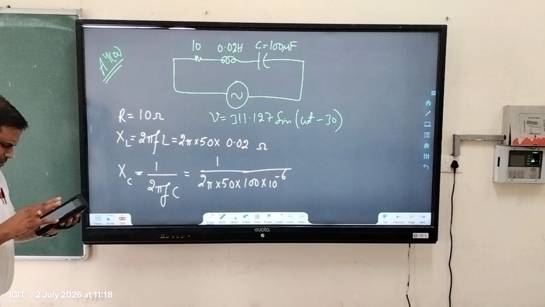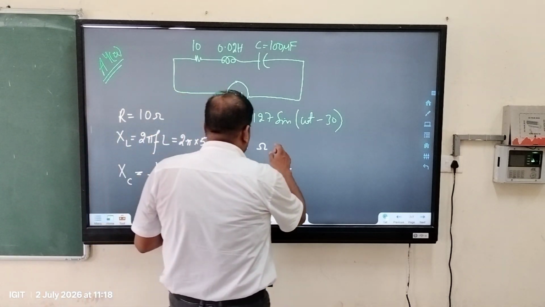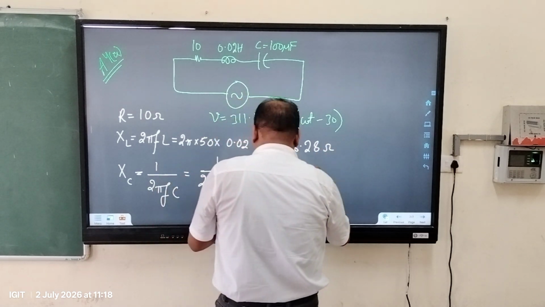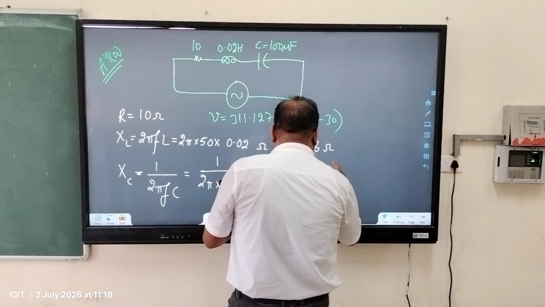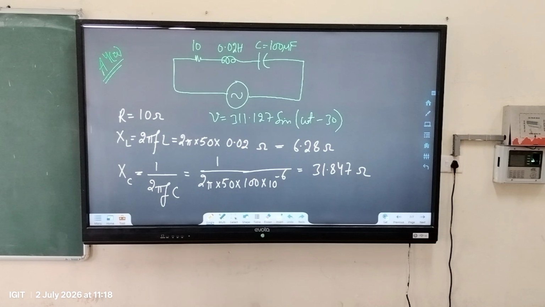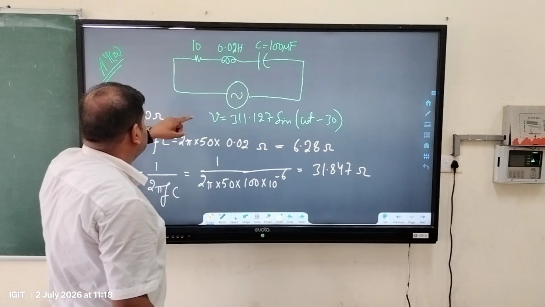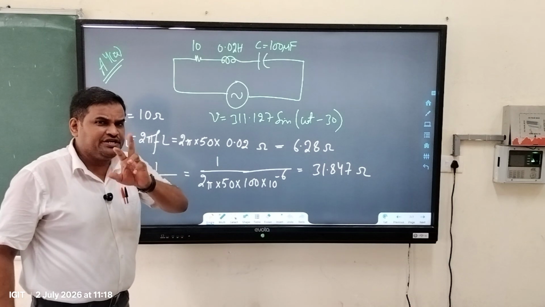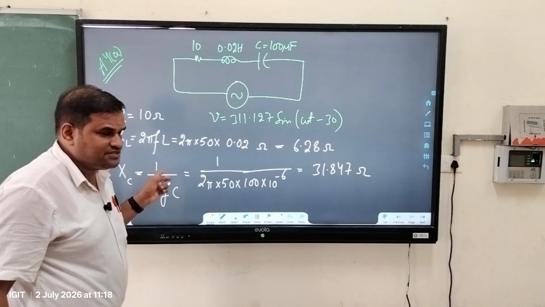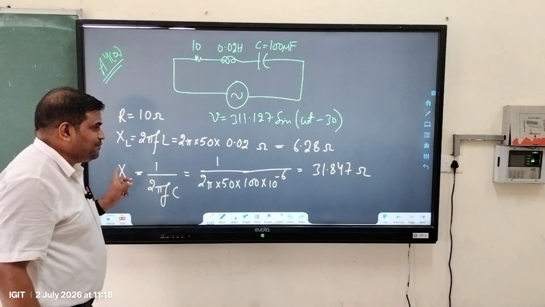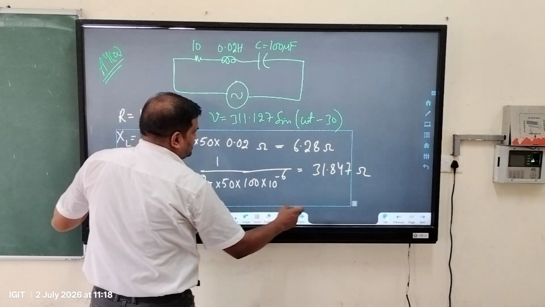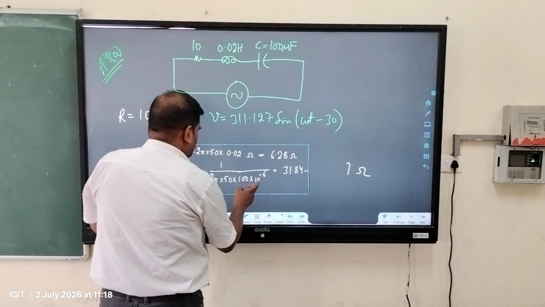So these values will come out to be 6.28 ohms, and this side will be 31.847 ohms. So now you get the values of three quantities. One is the resistance. The inductance is given in terms of Henry; convert it into inductive reactance. Similarly, convert the capacitance into capacitive reactance. Once you convert these into their reactances, it will be easy for you to calculate.